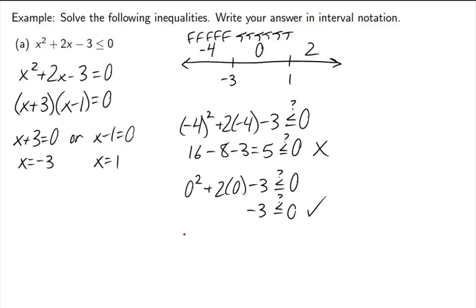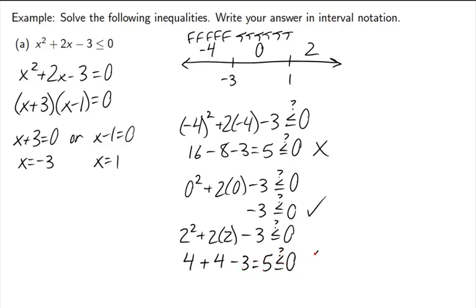And then finally, let's check 2. 2 squared plus 2 times 2 minus 3. Is that less than or equal to 0? Well, we get 4 plus 4 minus 3 is 5, and that is not less than or equal to 0. So this one is false also.